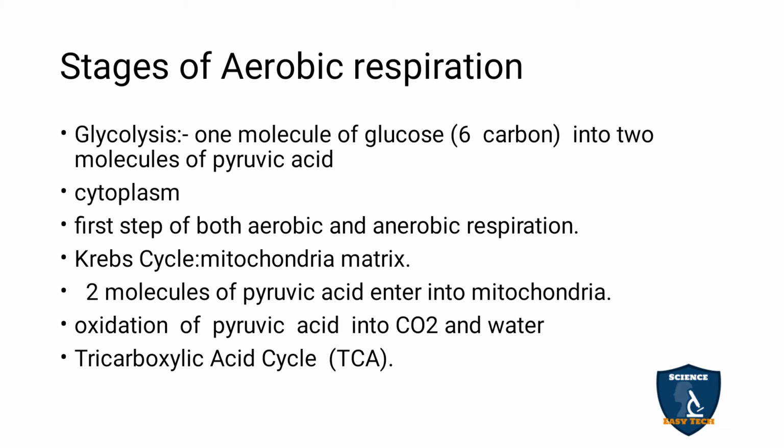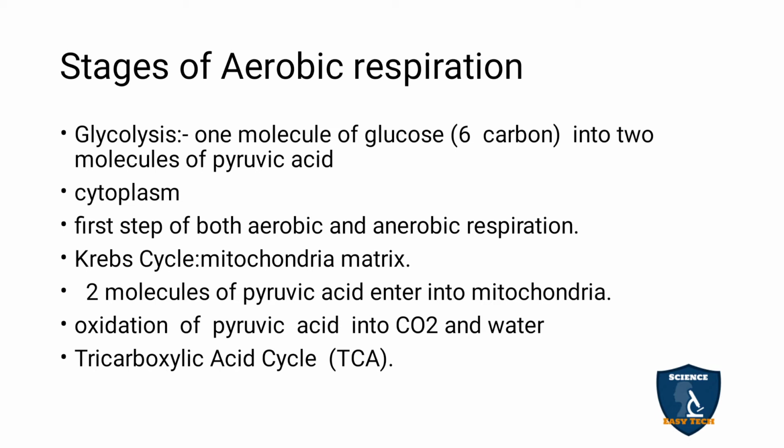So Krebs cycle, where does it take place? In mitochondria, the mitochondrial matrix. Now the two molecules of pyruvic acid enter into the mitochondria. So the oxidation of pyruvic acid into carbon dioxide and water is called Krebs cycle. And this Krebs cycle is also known as the tricarboxylic acid cycle or TCA cycle.